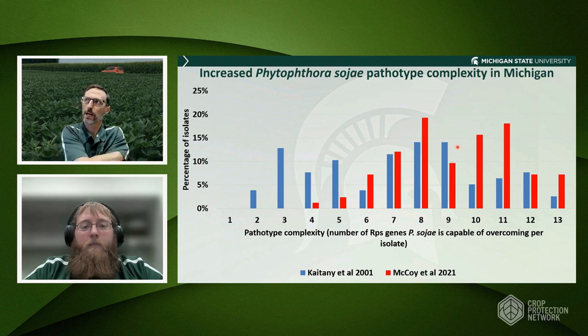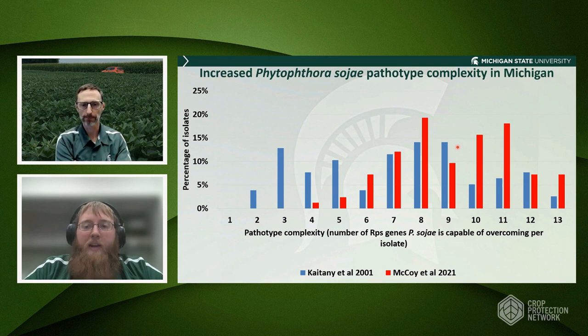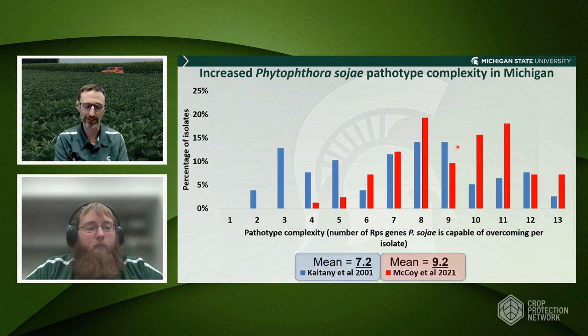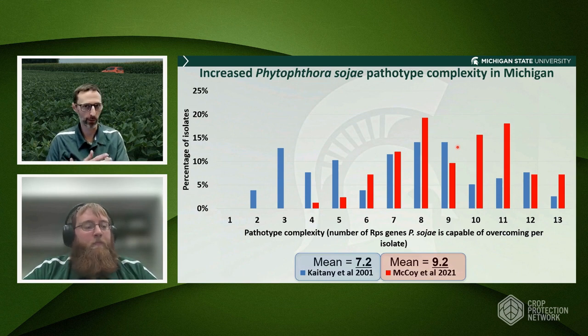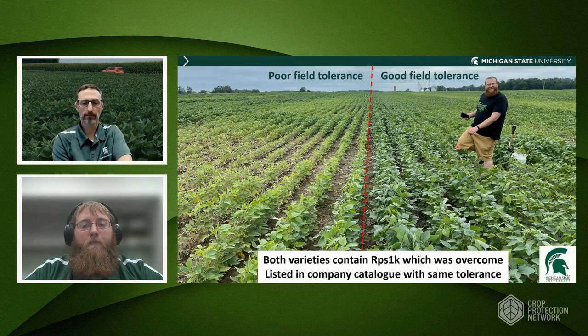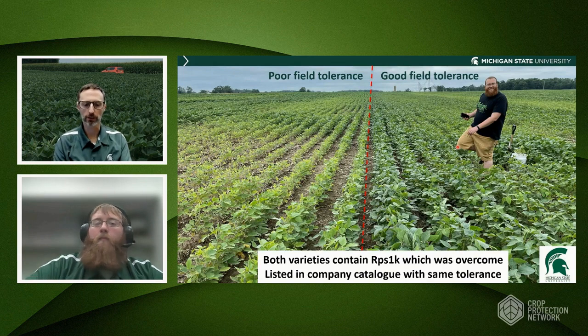Yeah. So what you're saying is that a single isolate can potentially overcome more RPS genes than 20 years ago. Yeah. On average, isolates now can overcome 2 additional RPS genes compared to 20 years ago. Which is going to make it very difficult to manage Phytophthora sojae going forward with just single resistance genes in soybean germplasm. Right. There are your means at the bottom there, 7.2 up to 9.2. I really like this particular image.